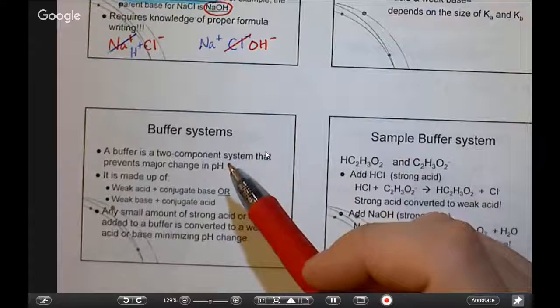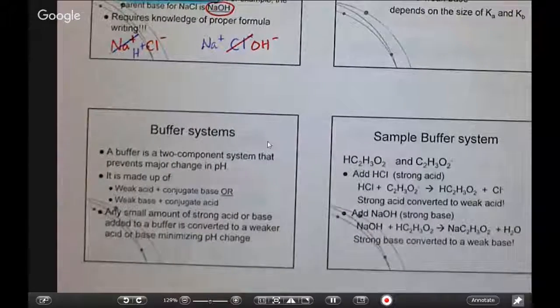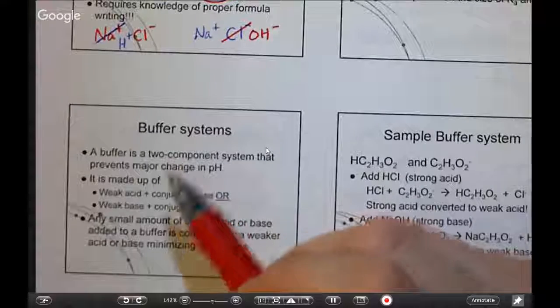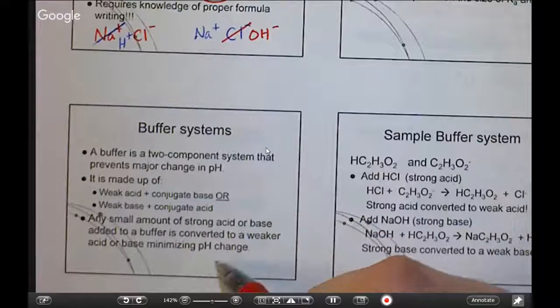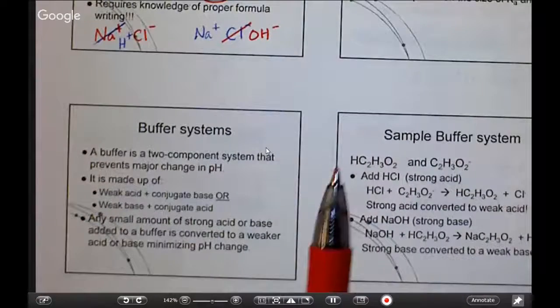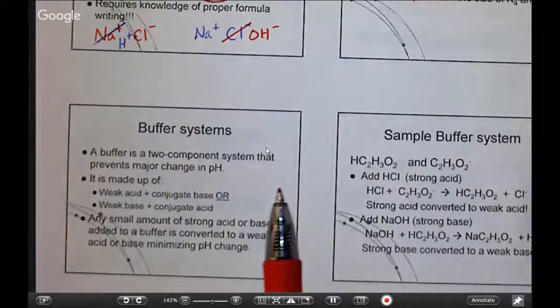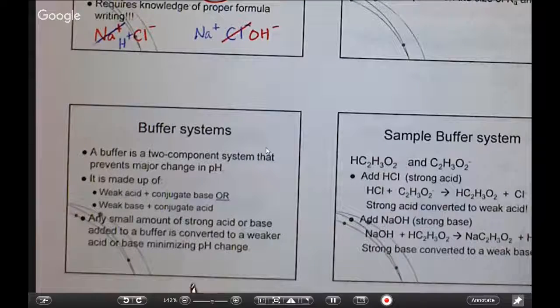So the idea here, and I'll skip to the third bullet point, it says any small amount of strong acid or base that's added to a buffer will be converted to a weaker acid or base, minimizing pH change. So the idea is if you have some sort of system that's constructed of a buffer, and then we add a strong acid or a strong base, it's not going to overly complicate things. It's not going to create a major change in dynamic or makeup of the system. And so a buffer is a way to buffer, to kind of protect it from a gross amount of change.